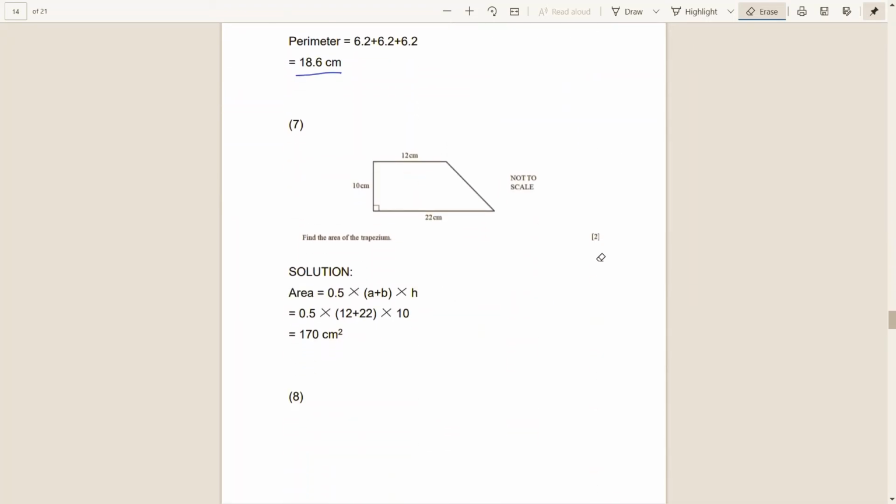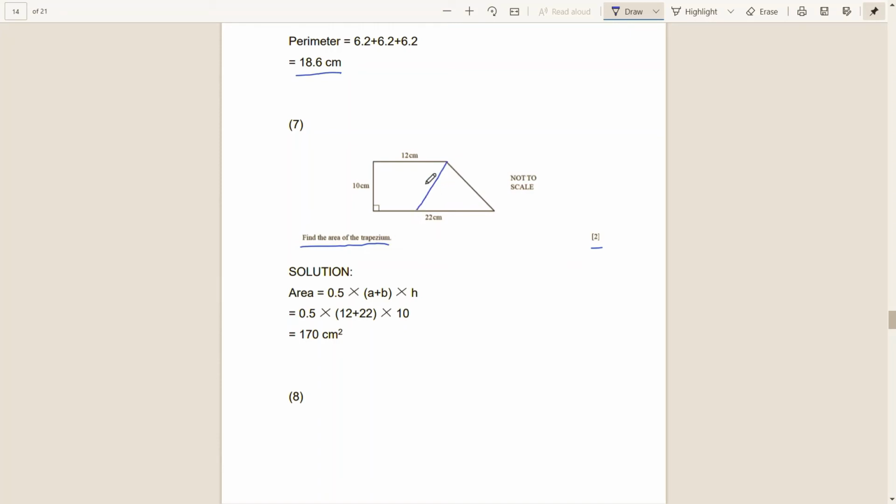Question number 7 is of a trapezium. Now we are given the diagram. Find the area of the trapezium. Simple. This is worth 2 marks. Area, we know, is 1 over 2 into the sum of parallel sides multiplied by height. This is perpendicular height, right? We cannot take this height.